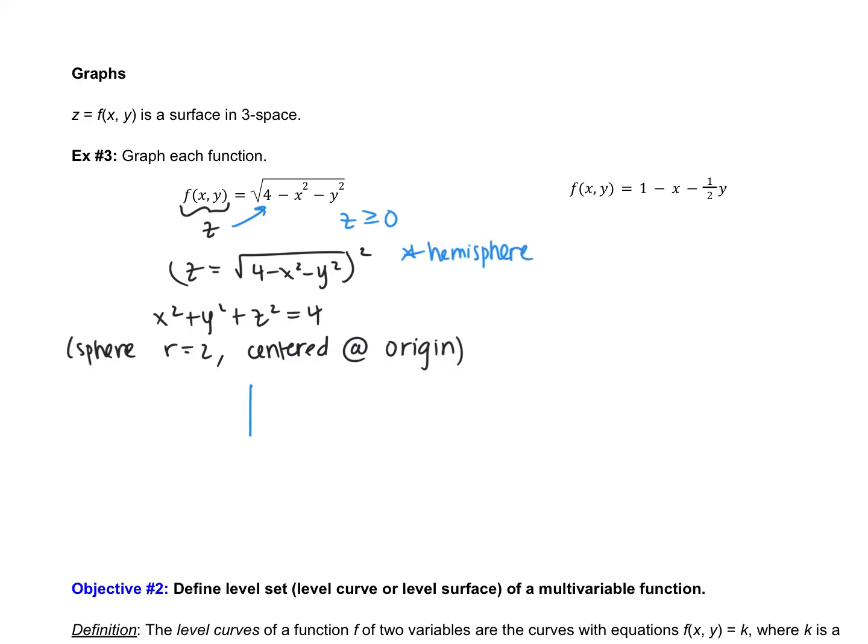So if we were to graph this, a hemisphere where the radius is 2, forgive my drawing skills. You guys know that this is not my forte, so I appreciate your kindness in not judging my hemisphere. So there we go.